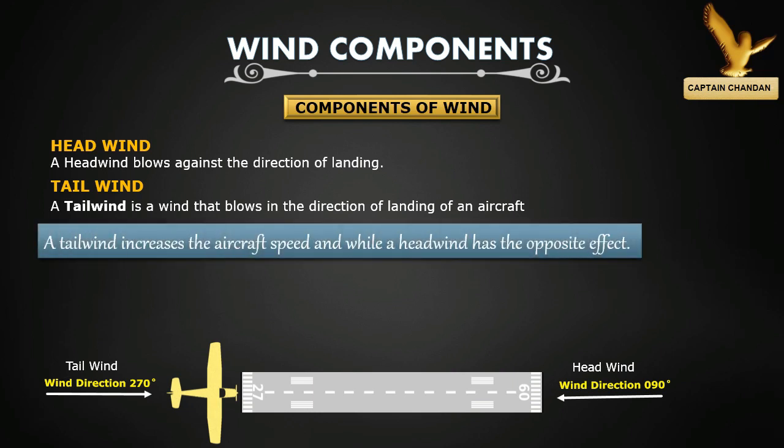A tailwind increases the aircraft speed and a headwind decreases the aircraft speed. For example, you are flying from A to B. If there is a tailwind, you will reach your destination B early. But in case of headwind, you will be delayed, or you will reach late.